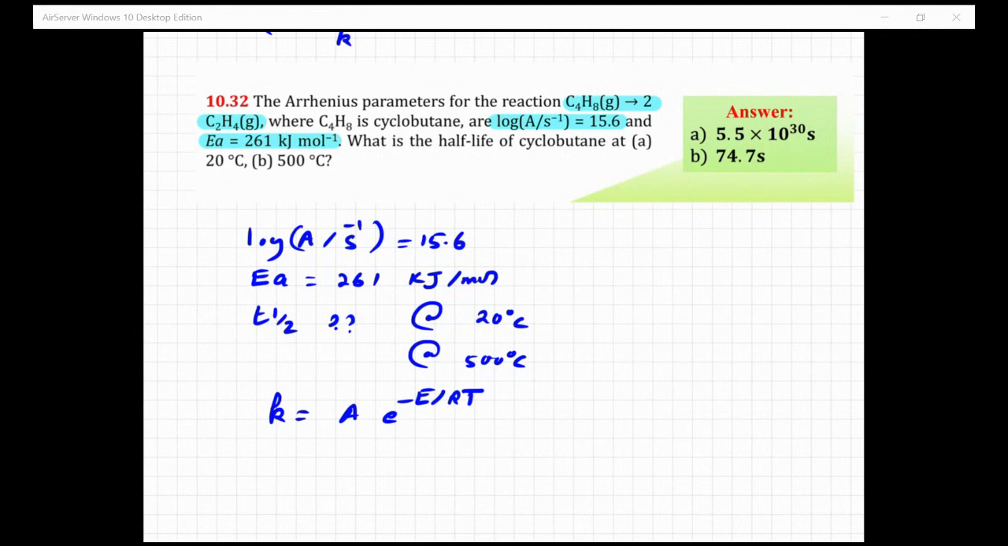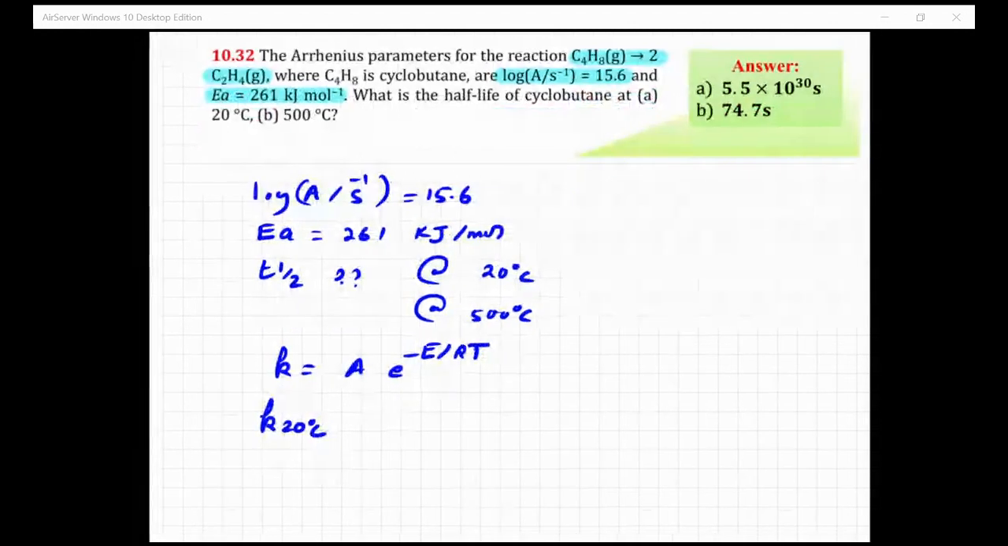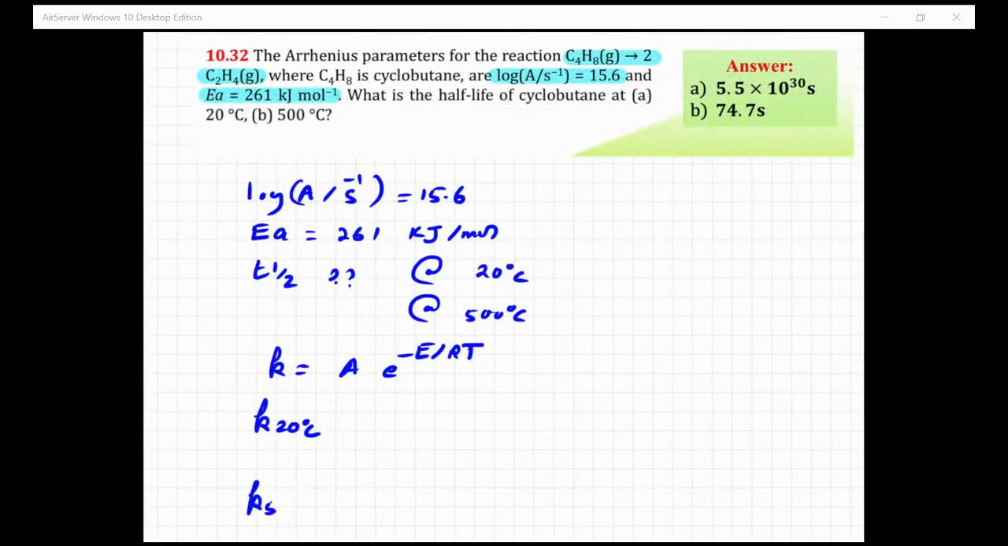Then what do I do with the k? I will find k at 20 degrees C and k at 500 degrees C. If we find the k, what will we do with it? We don't have the order, but we have the units of A. Assume elementary. So what does it mean if I have the units of A?